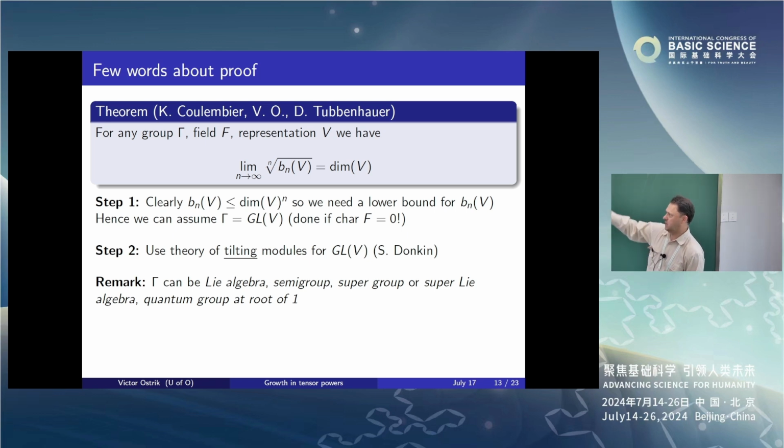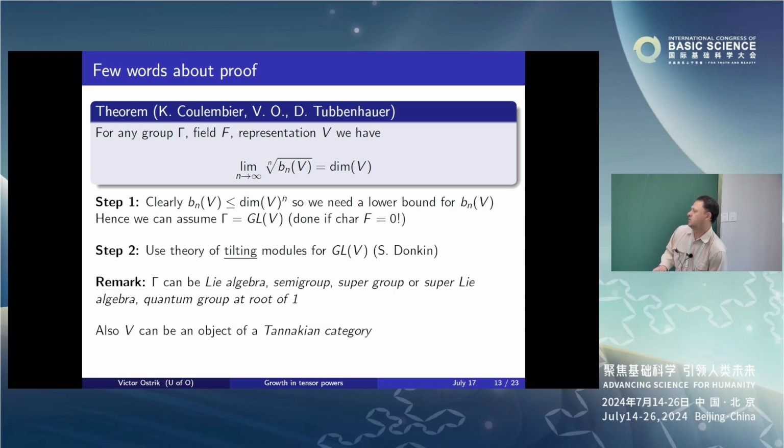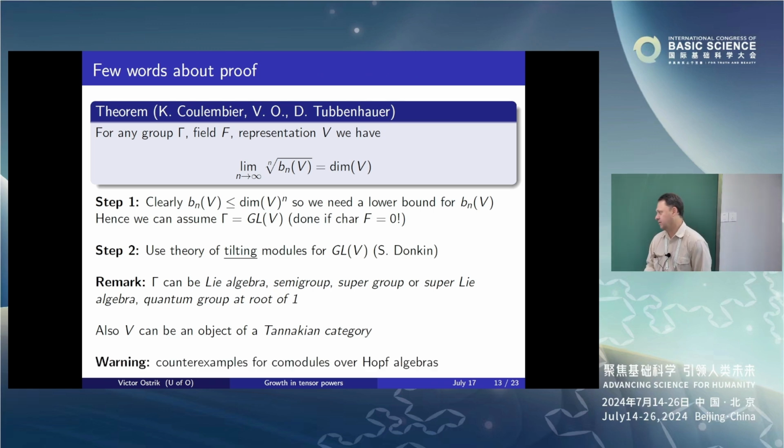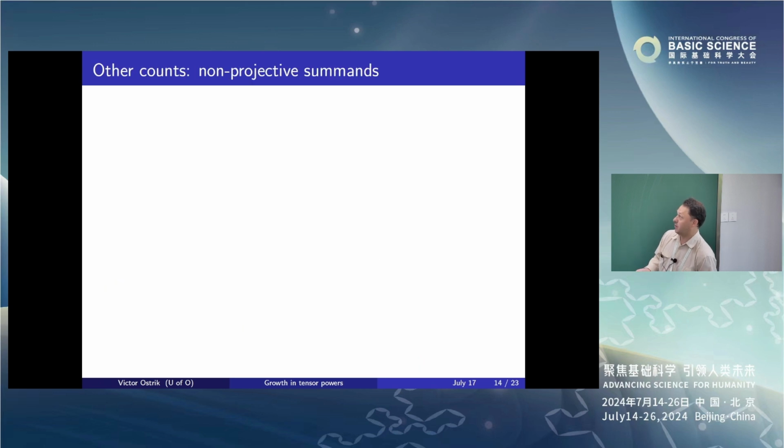Maybe a little remark that this theorem is even more general than I stated. You can replace Gamma by a Lie algebra. If you want, you can do a semigroup instead of a group. If you want, you can do a supergroup instead of a group, a super Lie algebra, or some quantum groups. You can even forget about the group Gamma completely and just take V to be some object of a Tannakian category, and you have something like this. However, it's not too general, so you can come up with counterexamples for some situations, for example, for comodules over some Hopf algebras and so on. So it's quite a general thing, but not too general.